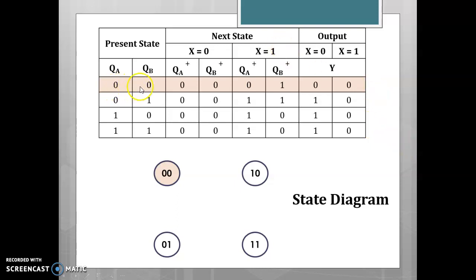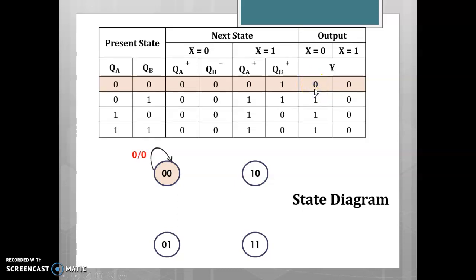With the state 00, for the input x equal to 0, the next state is 00 with the output 0. And for x equal to 1, the next state is 01 with the output y equal to 0. Coming to the next case, 01: with the input x equal to 0, the next state is 00 with the output 1. And for the input x equal to 1, the next state is 11 with the output 0.